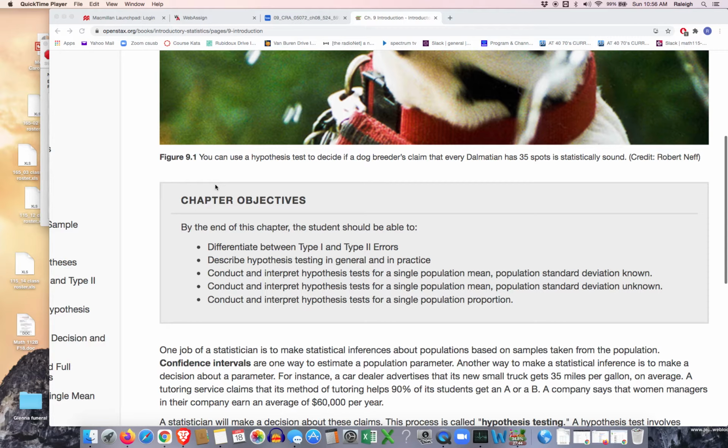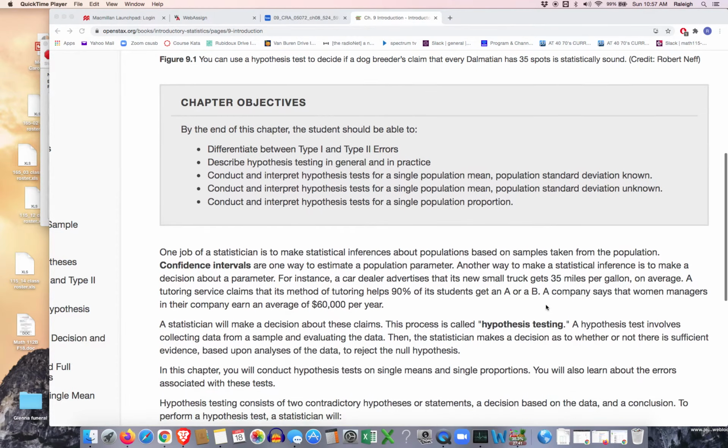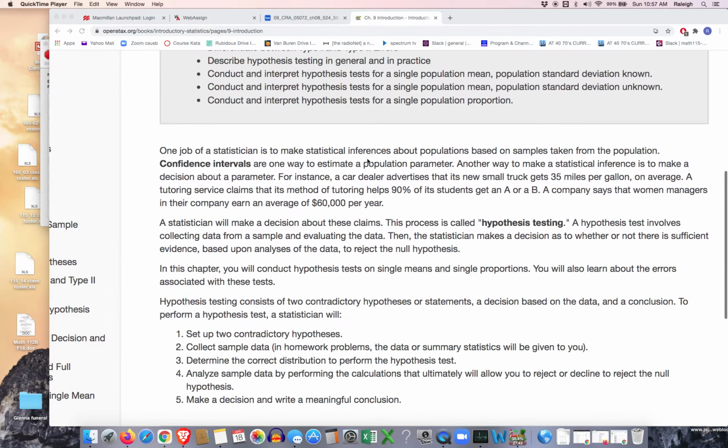We want to differentiate between type 1 and type 2 errors. We want to describe hypothesis testing in general. We want to conduct and interpret hypothesis testing for a single population mean with a standard deviation either known or unknown, known as Z, unknown as T, similar to confidence intervals, and also for the proportion, which we'll be using Z for that.